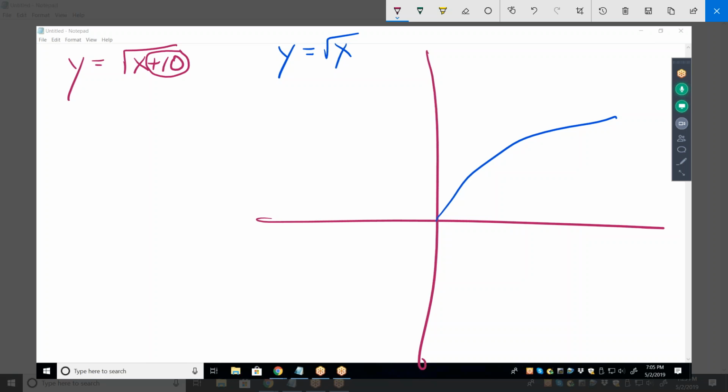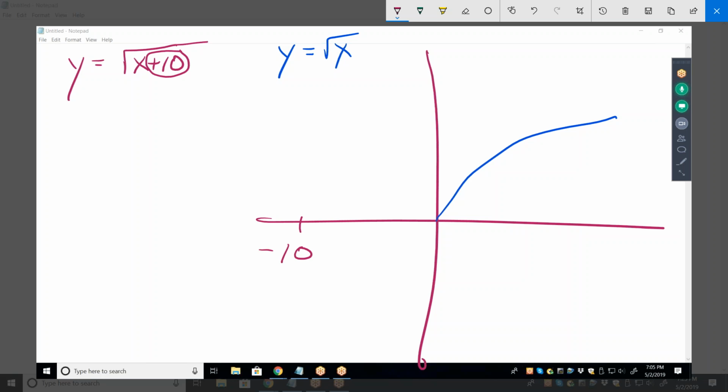Which way? Left or right? It's horizontal, we know, because it's inside the function. That makes it horizontal. Everything inside the function is horizontal. Everything outside is vertical. So it's a horizontal shift. Is it to the right or to the left? To the left. Yeah, very good.